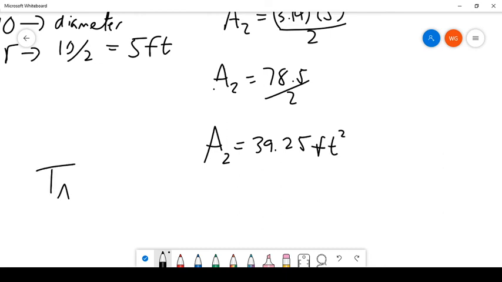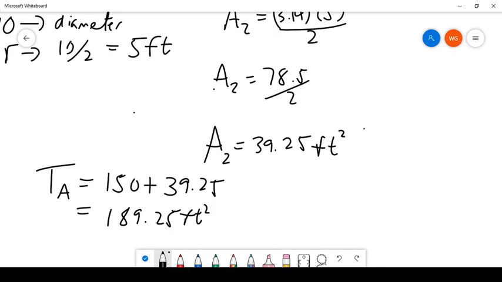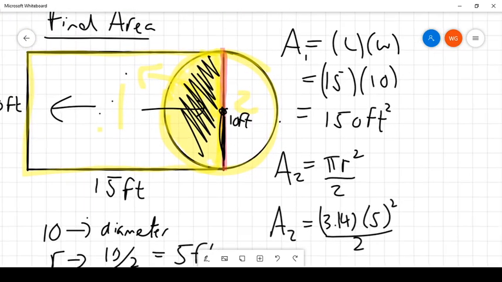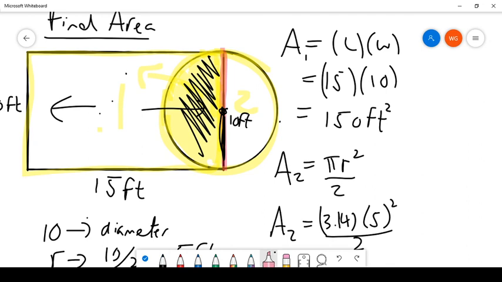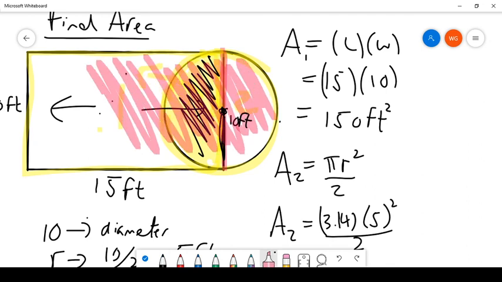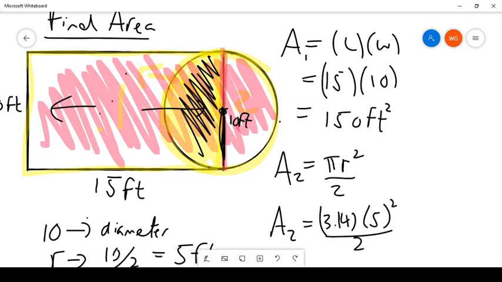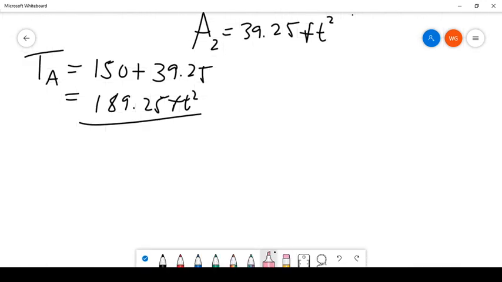So total area is going to equal 150 plus 39.25. 150 plus 39.25 is equal to 189.25 feet squared. That gives us the measure we're looking for. The total amount of space that exists inside our basketball key, which is all of this plus all of this, is equal to 189.25 feet squared. Great, I hope you found that helpful.